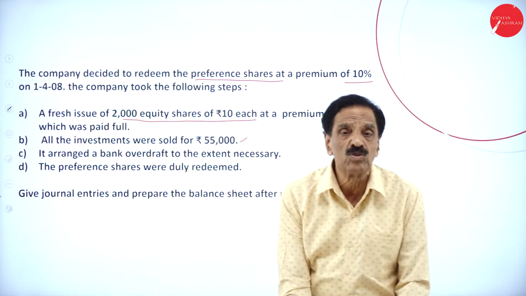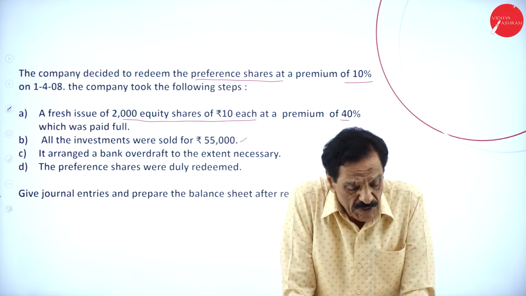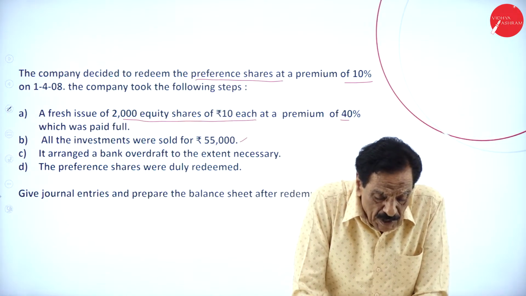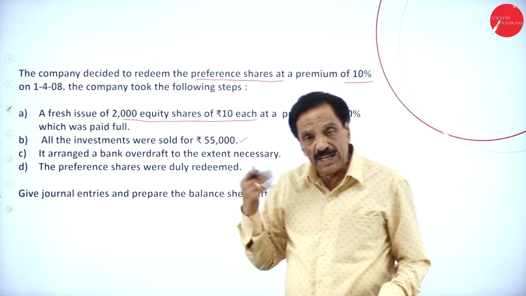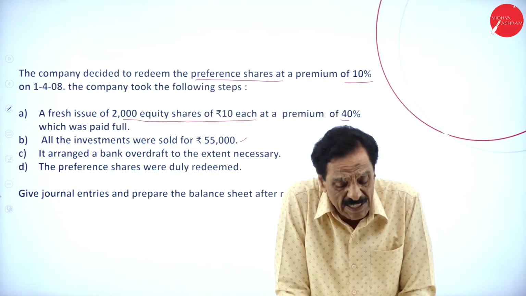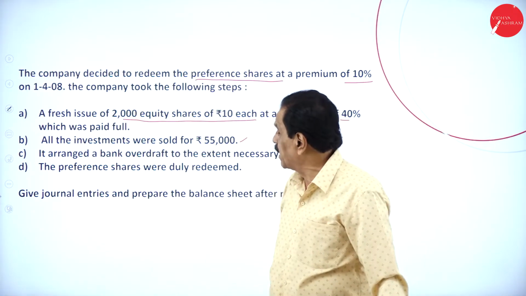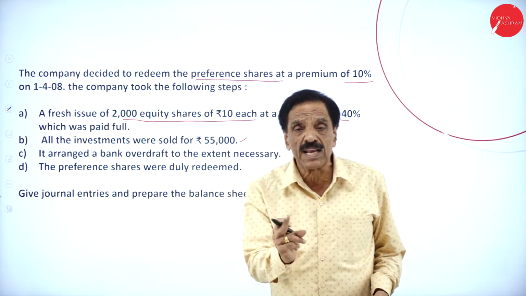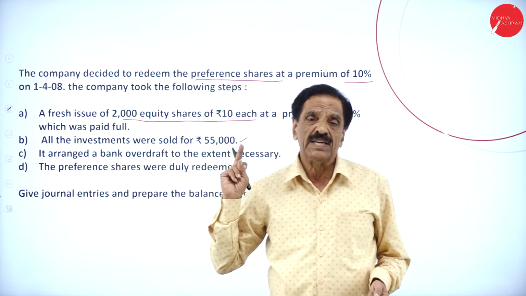How many shares are issued? 2,000 shares at rupees 10 at a premium of rupees 4. Then you have got a profit and loss account. Now you can utilize the general reserve and you can utilize the profit and loss account. Actually, you want 1 lakh. How much is available? 20,000 is available.